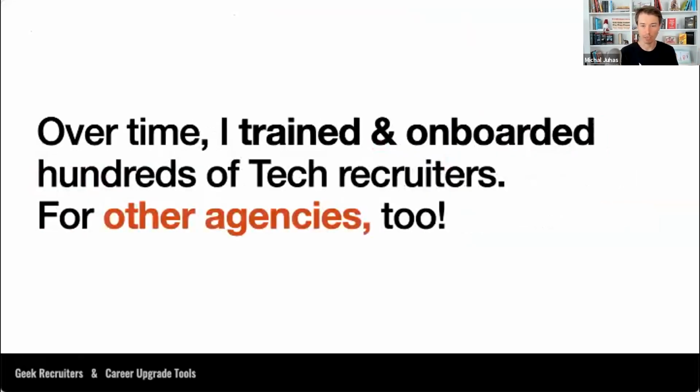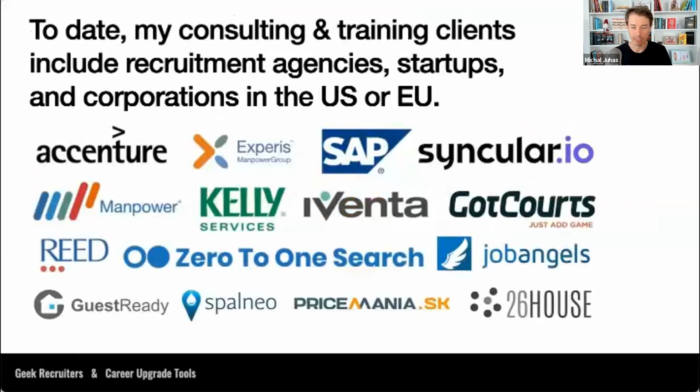And over time, I trained and onboarded hundreds of tech recruiters for some other agencies too. So to date, my consulting and training clients include agencies, startups, corporations in the United States, Europe, also in India. Actually, one of our clients right now is a company in India, and they just massively hire recruiters and we massively onboard them. So think of dozens of recruiters every quarter. It's like 20 here, 40 there. It's really crazy. So good for you guys who are in India. The market is booming over there.